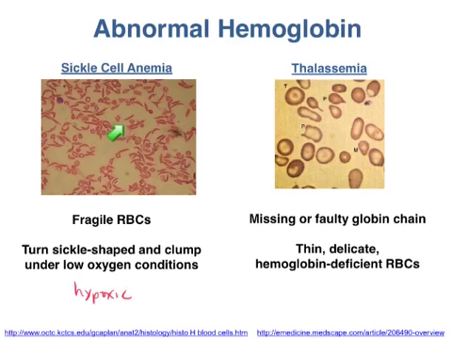Now, sickle cell anemia is not the only genetic disorder of hemoglobin. You also have thalassemias. Thalassemias can be caused by a genetic mutation in either the alpha or the beta globin chains. So it's in the same protein, but it's a slightly different mutation, and the hemoglobin just can't be made. So you end up with red blood cells that are very delicate, very thin, and don't have enough hemoglobin to carry enough oxygen.